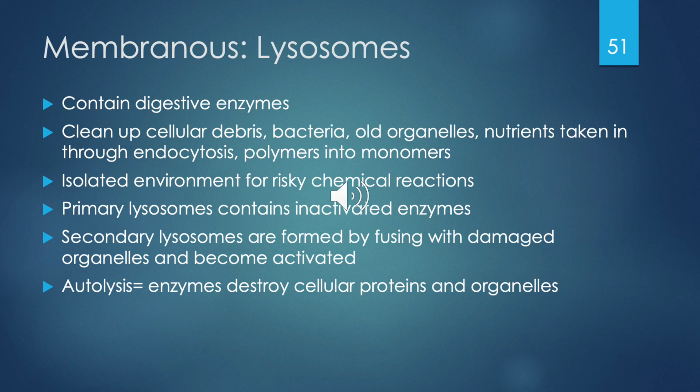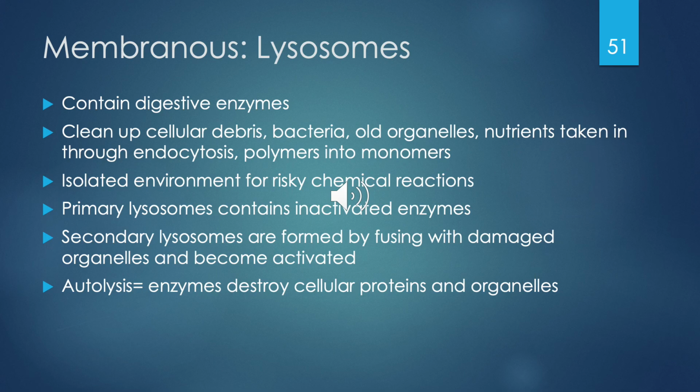There are two different types of lysosomes. There are primary lysosomes, and these contain inactivated enzymes. The secondary lysosomes are the ones that actually do the action, but they are only activated when they run into a potentially damaged organelle. Once that happens, then they can get to work.